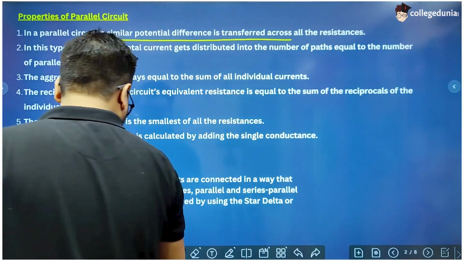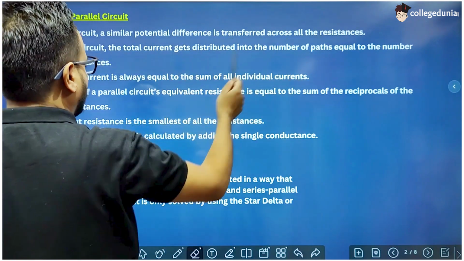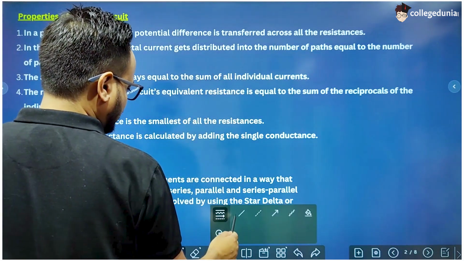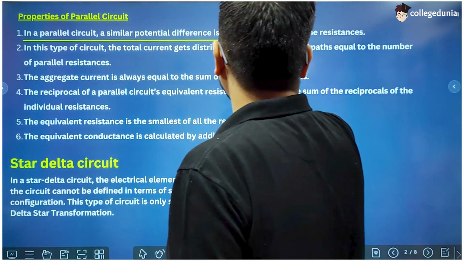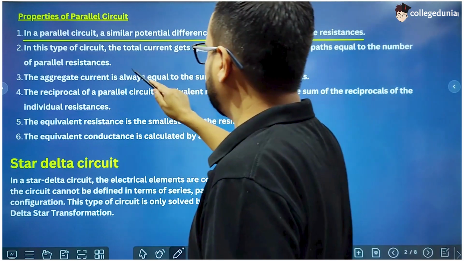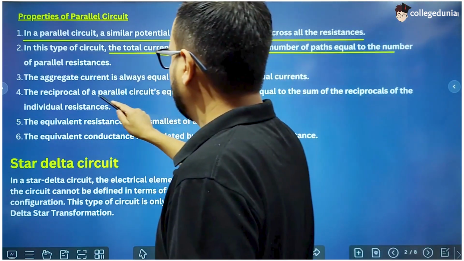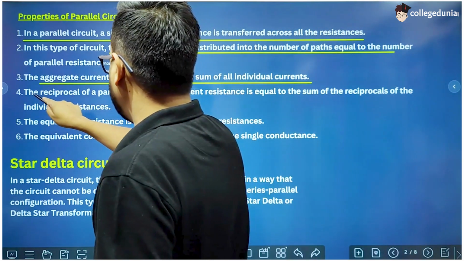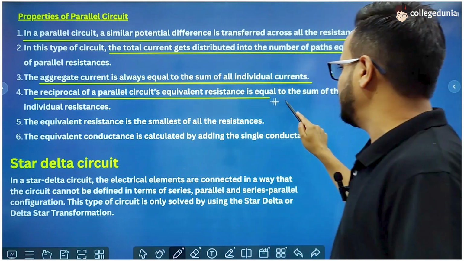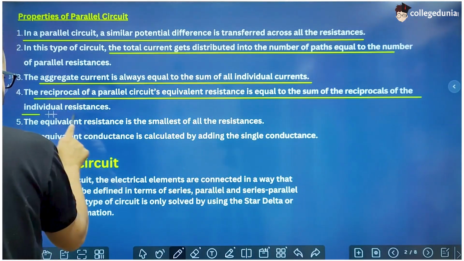Okay, so these were the characteristics. Let's read them out. In a parallel circuit, the similar potential difference is transferred across all the resistances. The total current gets distributed into the number of paths. The aggregate current is always equal to the sum of the individual currents. Reciprocal of the parallel circuit's equivalent resistance is equal to the sum of reciprocals of the individual resistances.